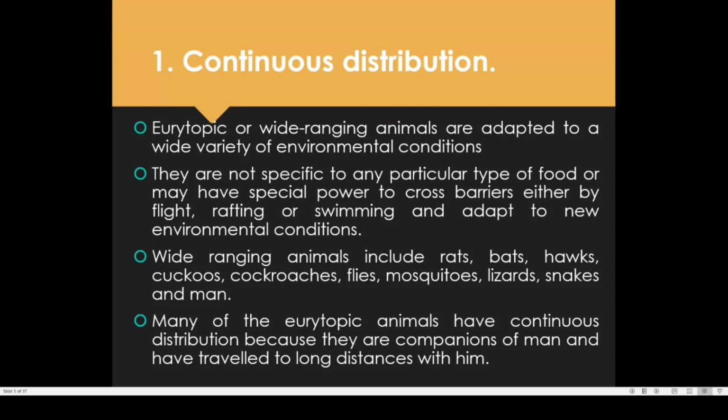So the best example is the cockroach. Cockroach is a very good example because it has reached almost all parts of the world by accompanying man. The same is the case with the rat. When ships go from one country to another, cockroaches as well as rats will be there. Along with human beings, these rats and cockroaches are also transported. So this is how cosmopolitan animals or eurytopic animals are able to reach a wide range of environmental conditions.